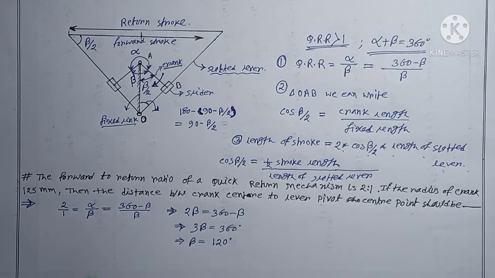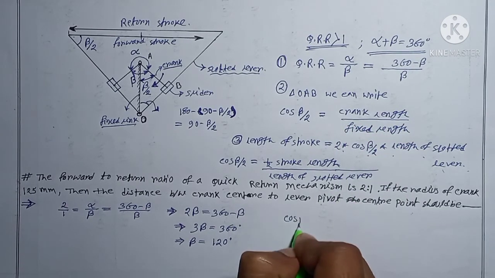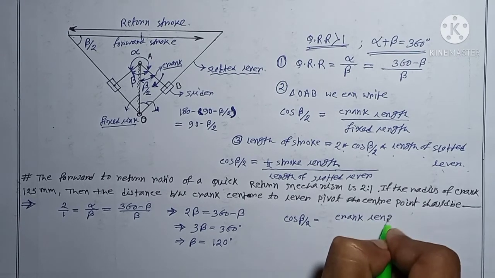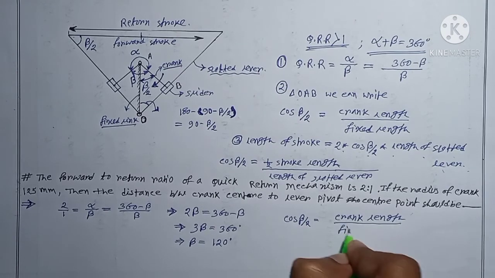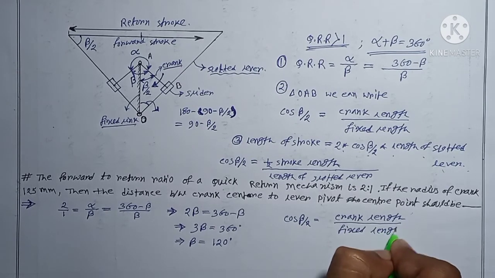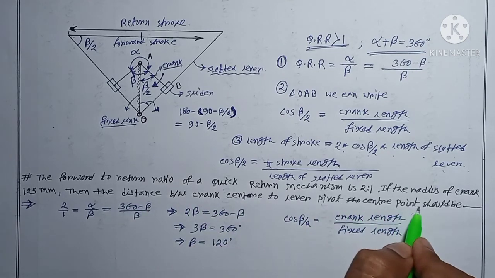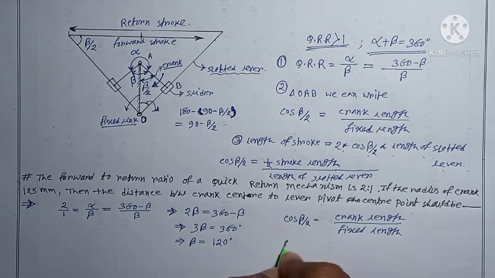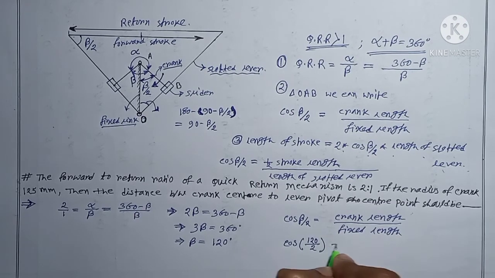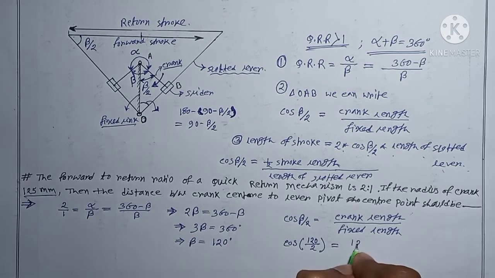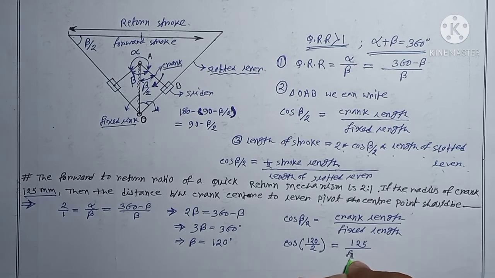Now we have to find the fixed length. We know that cos beta by 2 is equal to crank length by fixed length. The fixed length is nothing but the distance between the crank center to lever pivot center point. So cos beta by 2 means cos of 120 degrees by 2 is equal to crank length, which is provided as 125 mm. We have to find the fixed length.